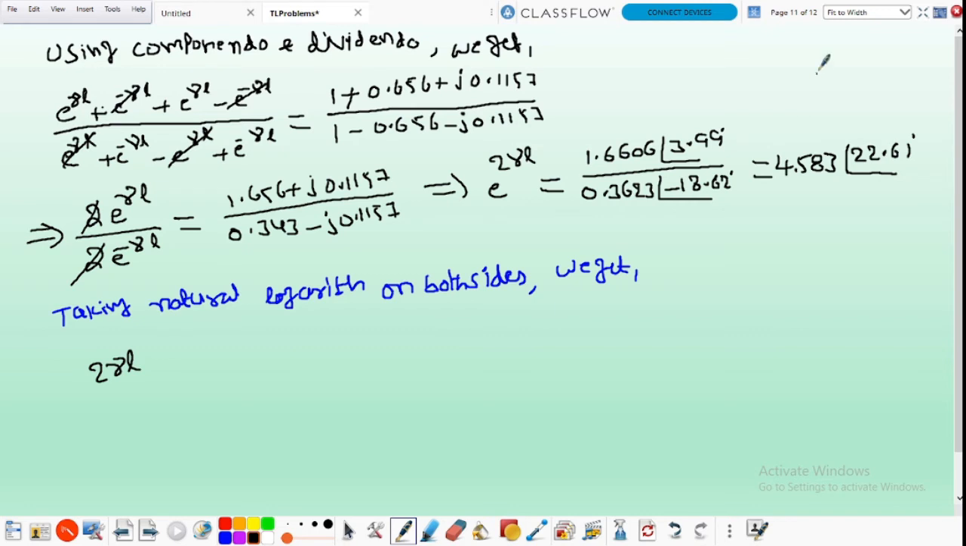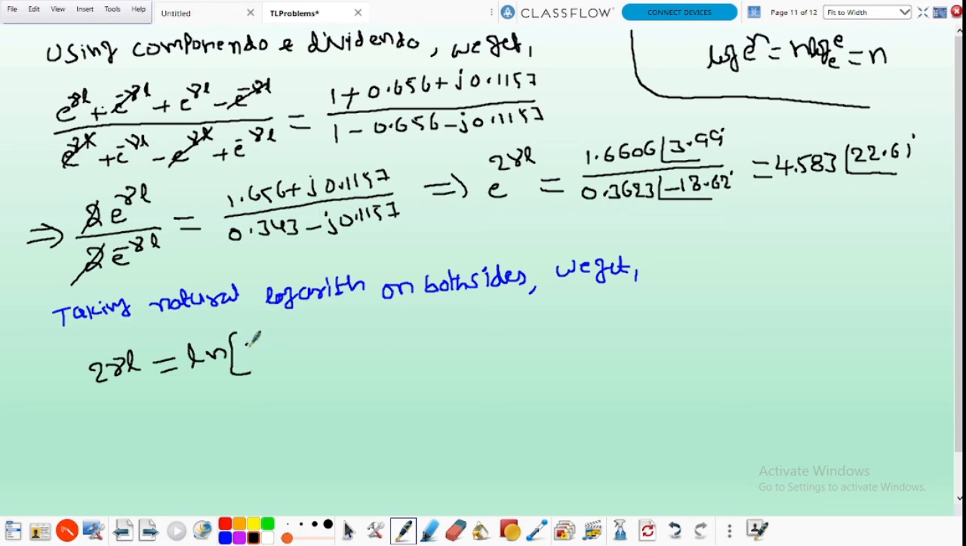So log of e power n is n log e, and this base is e, so log e base e is 1, and we have only n. So 2 gamma L is equal to the natural logarithm of the RHS term. What is the RHS term? 4.583 at an angle of 22.61 degrees.